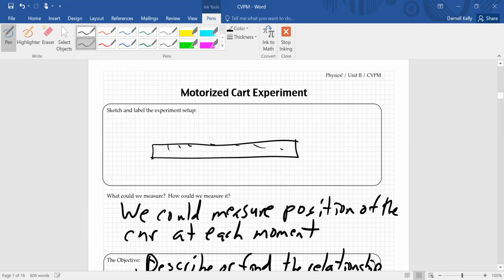We'd have a meter stick, we have the little car. Can't draw. The car and somebody's timer.